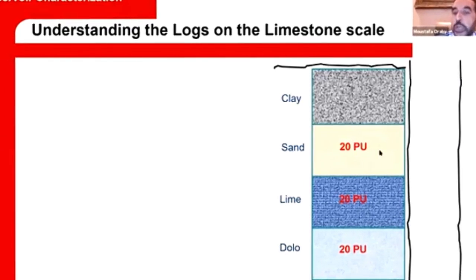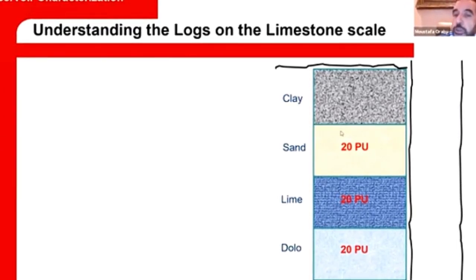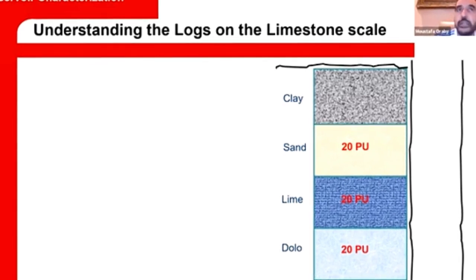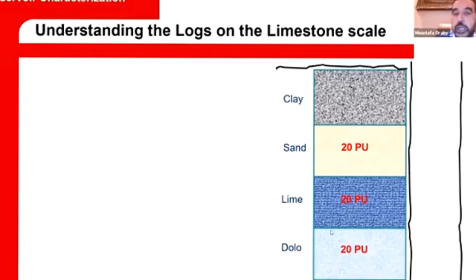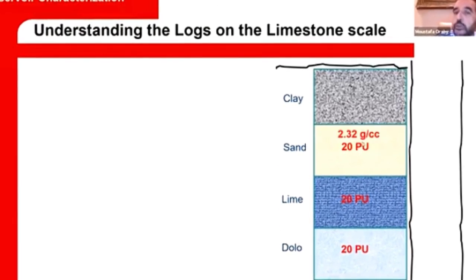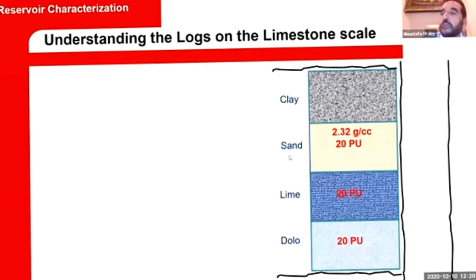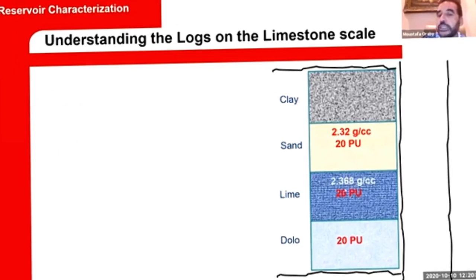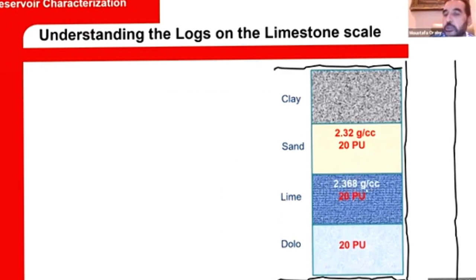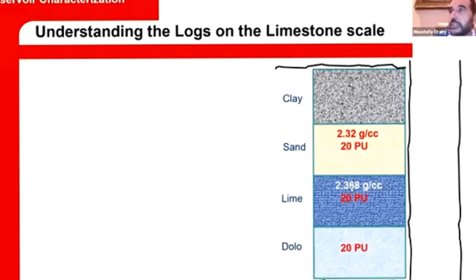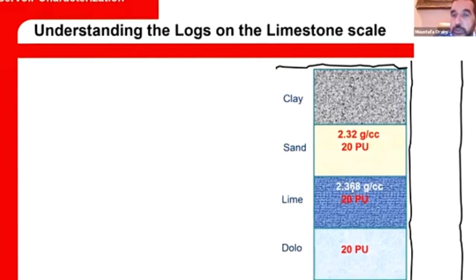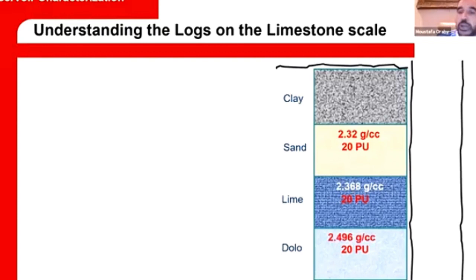So, when I put in the neutron, this one will have 20 pu. I'm not really sure what the neutron tool will be reading on the limestone scale. And this is how it's going to be on the limestone scale, and this is how it's going to be on the limestone scale. The density tool also was run, and it was reading 2.32 in front of the sand. Okay, and it's reading 2.368 in front of the lime, which is good. This is the density of 20% limestone. And it is reading 2.496 grams per cc for the dolomite section.